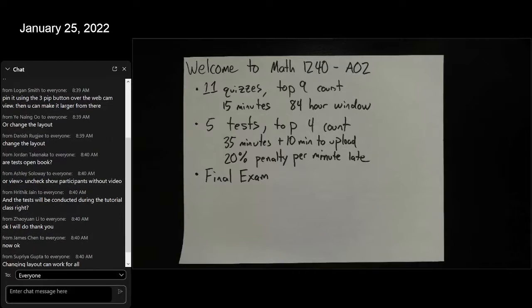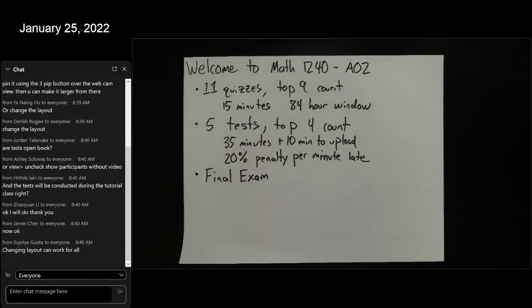Change the layout. Our tests are open book, handled in the syllabus. Good question. There's a list of what you can use in the syllabus, both for in-person tests and online tests, depending on when we take them. But yes, you can use your notes and book, but not any other online resources.